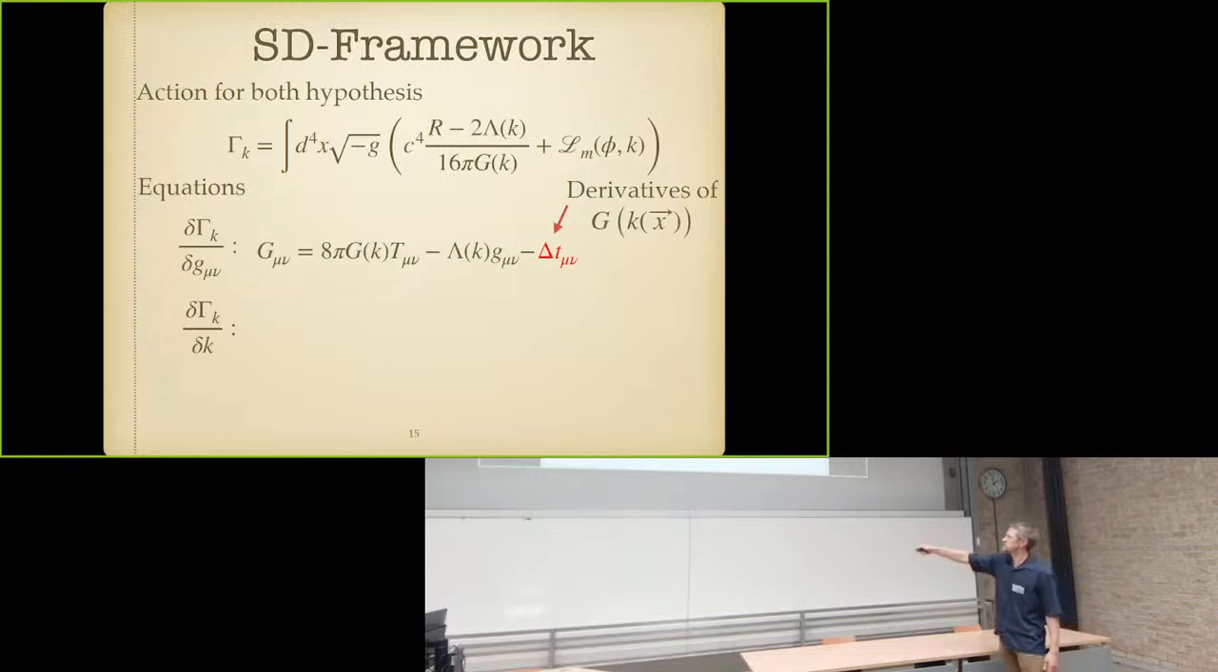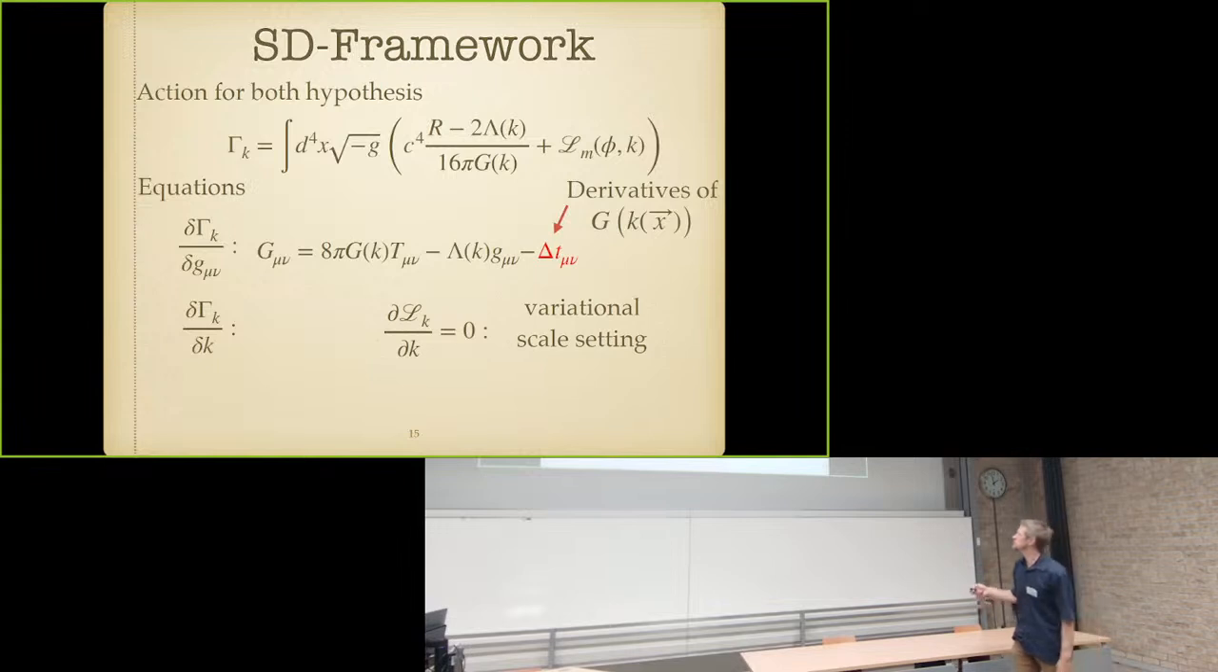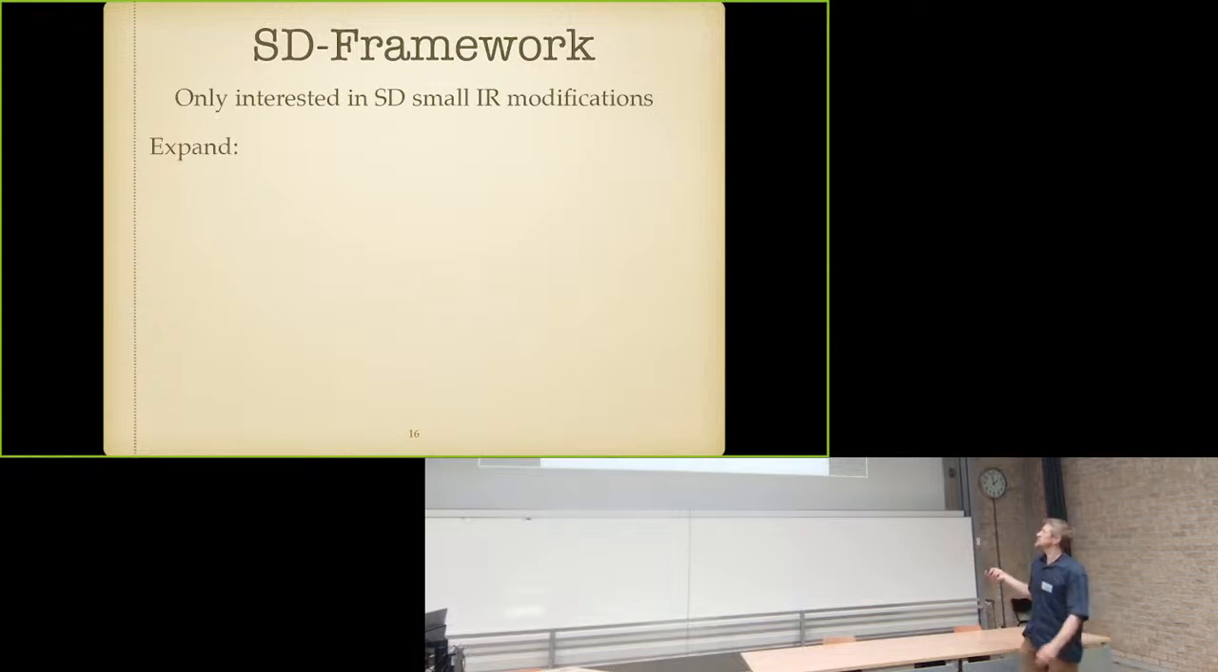What we propose is a variational scale setting. You have to promote the scale to a field, and then you have it like a scalar field. You have a second equation. So that's all. It's called variational scale setting. It's covariant. And now we need to include also the possibility that everything is small.